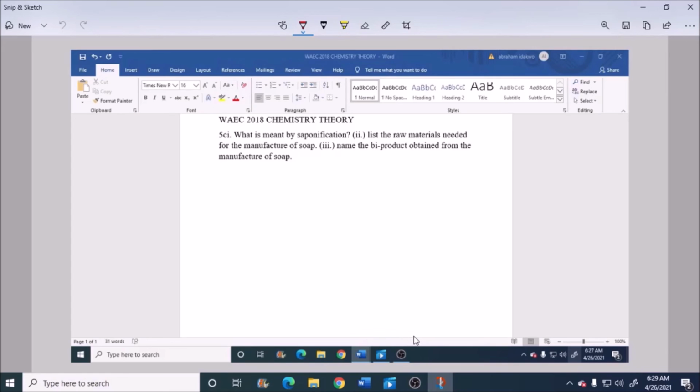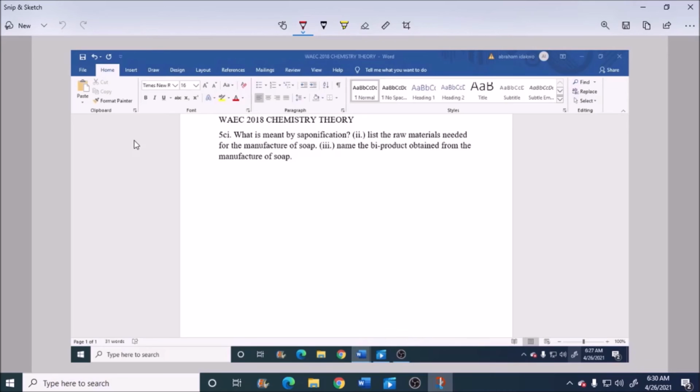Then as for question Roman figure 2, we have to list the raw materials needed for the manufacture of soap. So the raw materials needed are oil or fat, and alkali, as we have in the definition of saponification and the equation, that is we react alkali and the fat and oil together to give soaps and propane-1,2,3-triol. Then question Roman figure 3, we have to give the byproduct obtained from the manufacture. So the byproduct is propane-1,2,3-triol and the soaps.